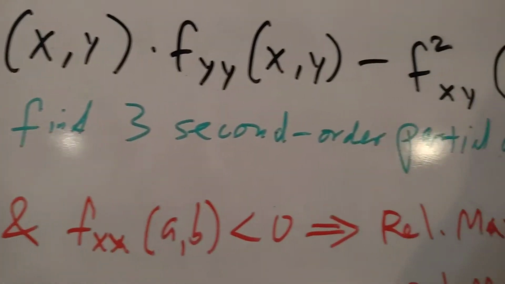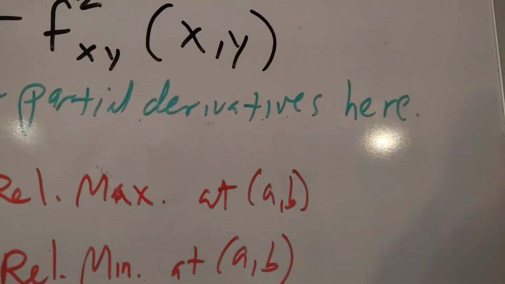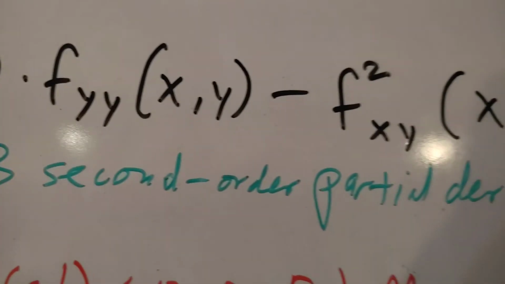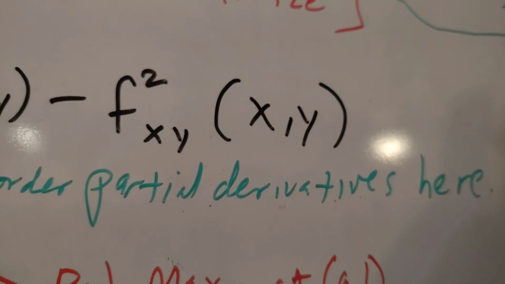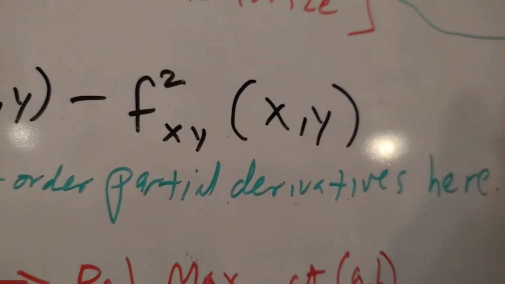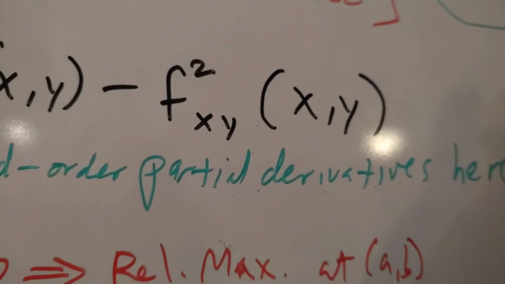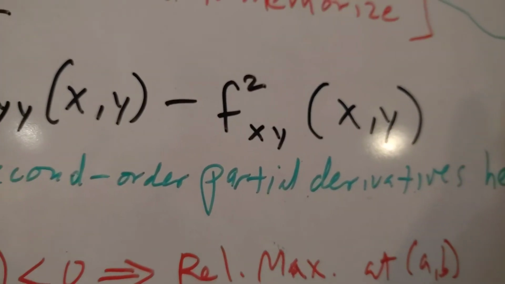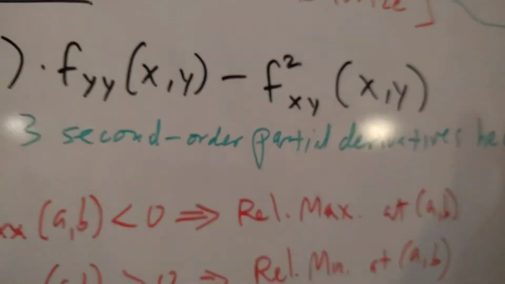We need to find 3 second order partial derivatives for this second derivative test. You know, there's f sub xx, that's the second order partial derivative, f sub yy, and f sub xy. So ultimately, we're going to have to get second order partial derivatives to use this test. And of course, before you get your second order partial derivatives, you need your first order partial derivatives.